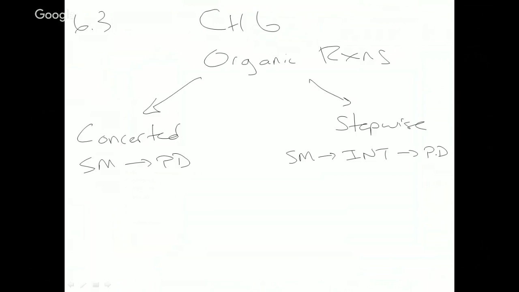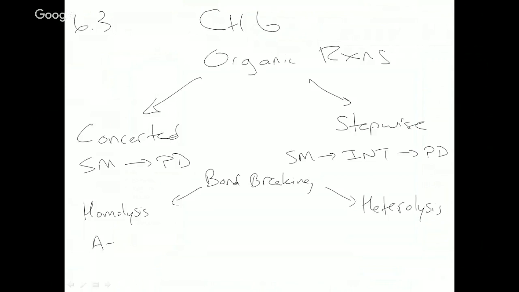Another way we can divide reactions is in terms of bond breaking. We can break this into 2 categories. We call this homolysis, or heterolysis. Another word that we use is homolytic cleavage and heterolytic cleavage. Cleaving a bond means breaking it. What we mean here is homolysis: we break this in a uniform way.